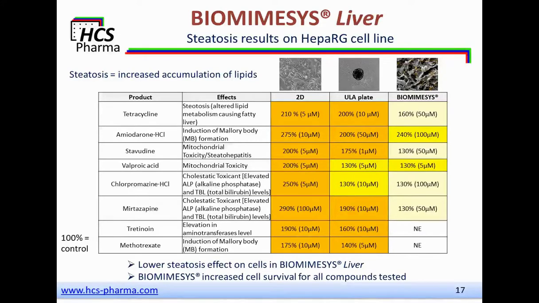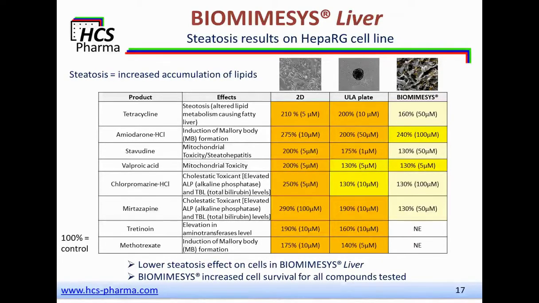We have tested different compounds that you can see in this table that are known to induce steatosis or not. We compared the 2D condition with spheroids obtained with ultra-low attachment plates and with Biomimesis culture in 3D, and compared the responses and the steatotic effect. As you can see in the table, in 2D all the compounds have shown pro-steatotic effects, with at least a double, most of the time, a double increase in the accumulation of lipids.